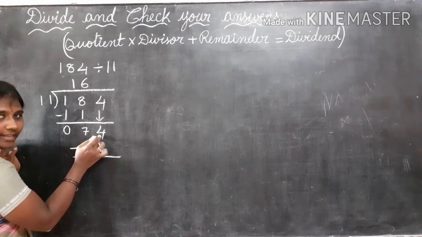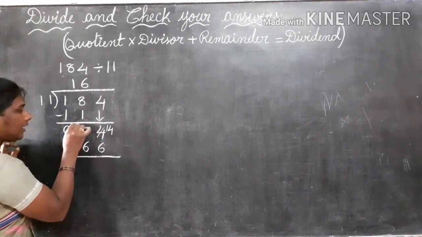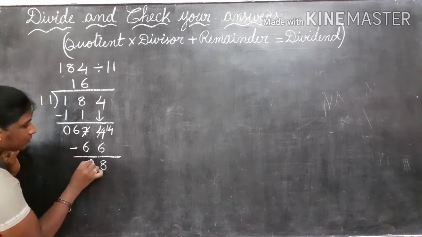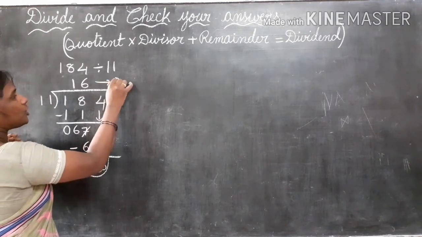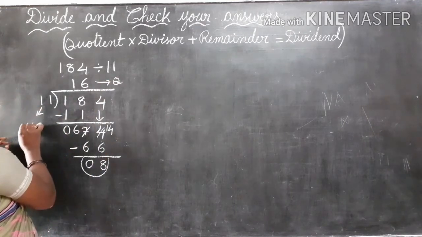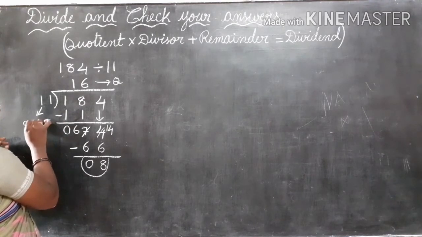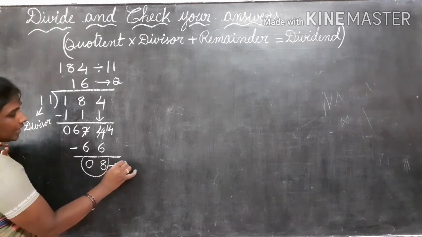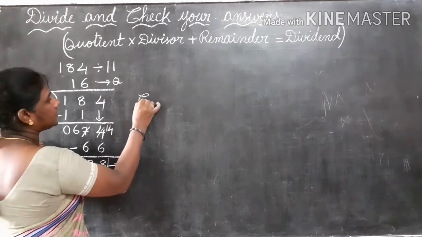From here to here take the borrow. It is 14. It is 6. 14 minus 6, 8. 6 minus 6, 0. Now this is the quotient. This is the divisor. This is the remainder. So what is the check for this?